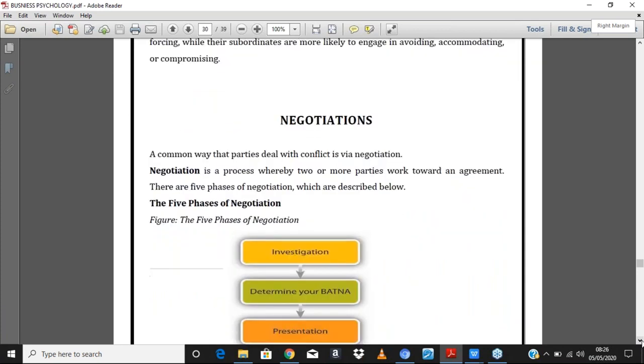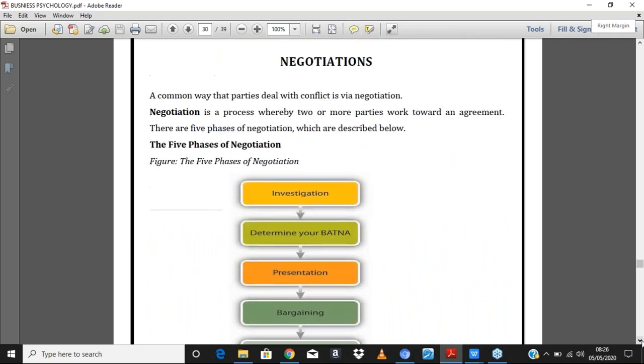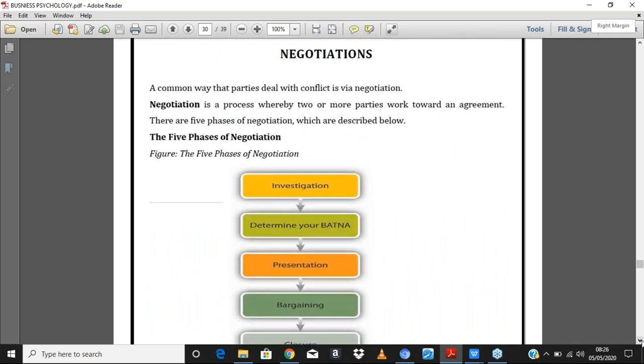I will quickly go to negotiations. Now, what is negotiation? It's a process by which two or more parties work towards an agreement. Two or more parties work towards an agreement. Okay, and there are five major phases of negotiation.